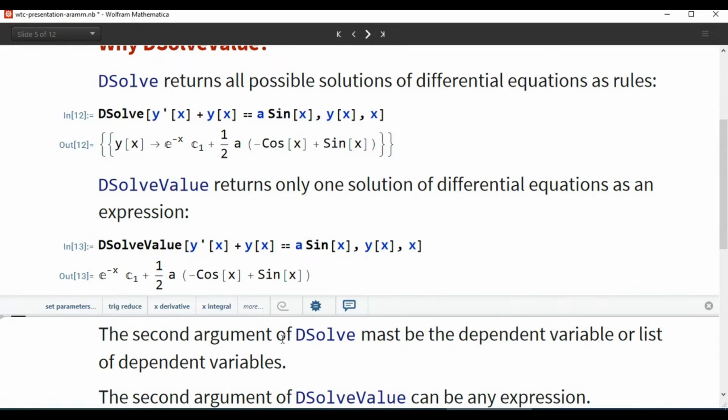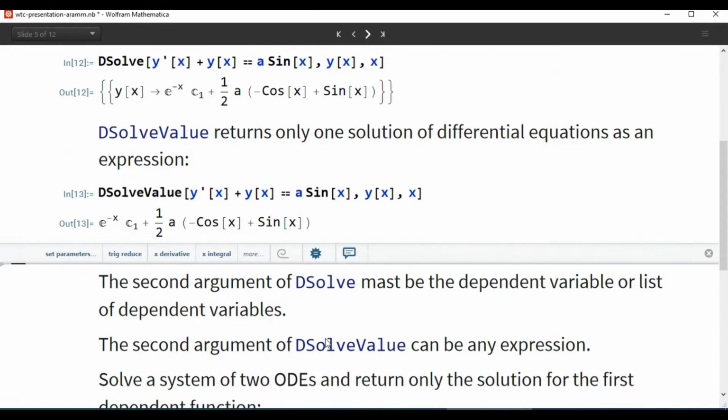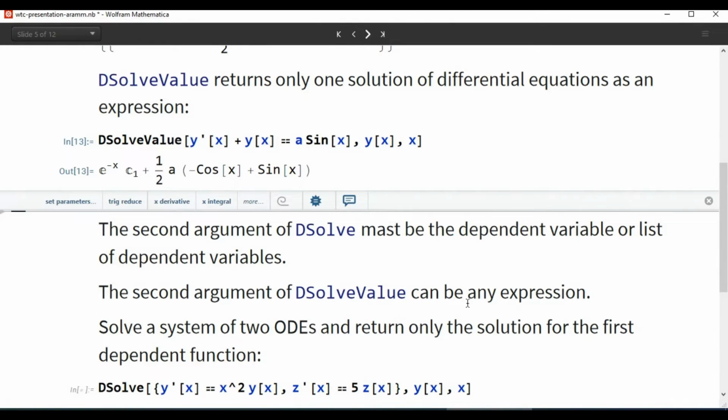For the case of DSolve, we have some strict rules which cannot be broken. For example, the first argument of DSolve must be the equation or list of equations together with initial and boundary conditions, which are also equations. The second argument of DSolve must be the dependent variable or list of dependent variables in the case of systems. And the third argument of DSolve must be the independent variable or list of independent variables in case of PDEs. In contrast to this, in the case of DSolveValue, of course, the first argument also must be the equation or list of equations, but the second argument in DSolveValue can be almost any expression.